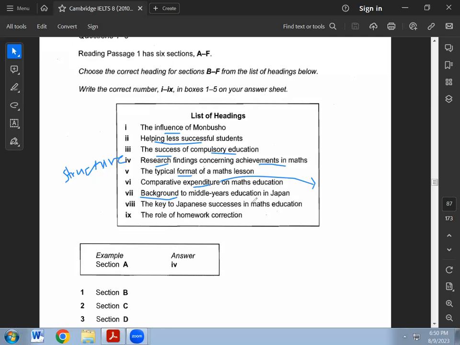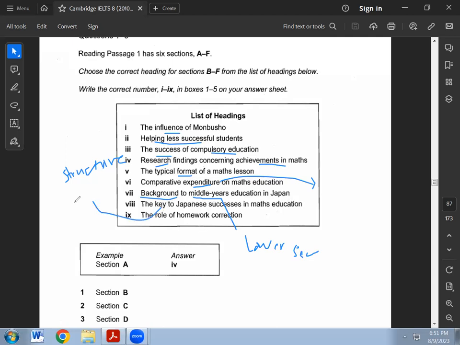To middle years education in Japan. So what is middle years education? That may be lower secondary education. So you are writing. This skill is called note taking, that on your book, on your booklet itself, you write the meaning like this. Here you can write detail. Middle years education means lower secondary education, that you can write there. The key to Japanese success in maths education.